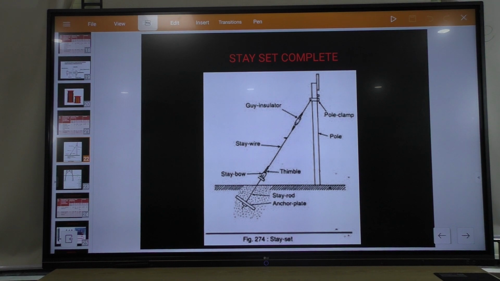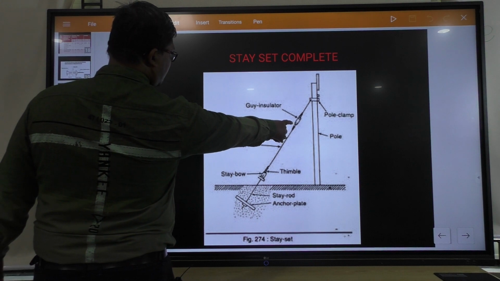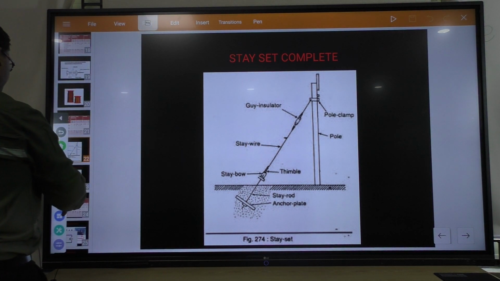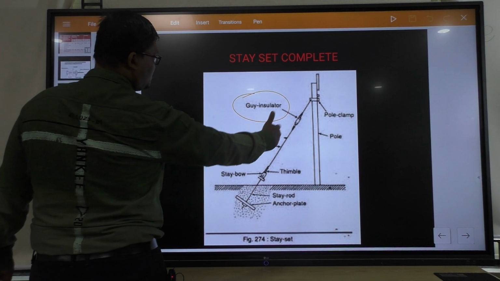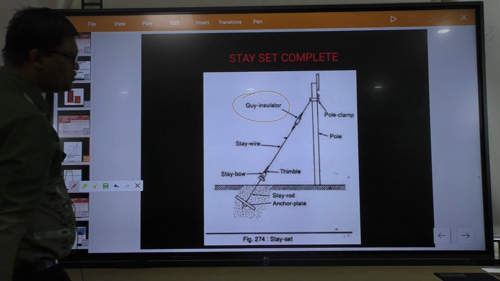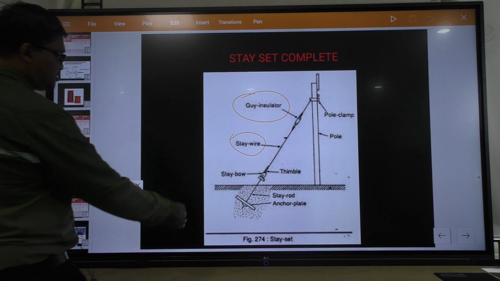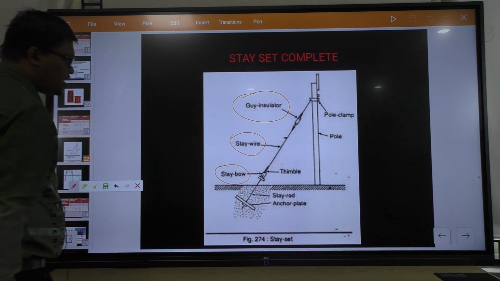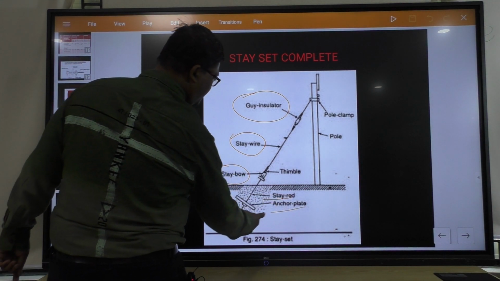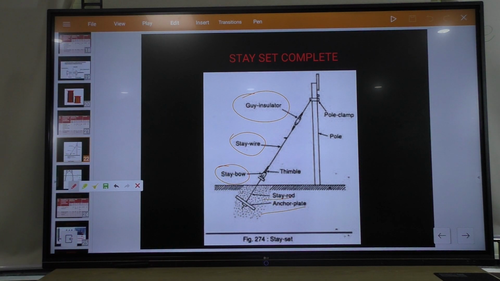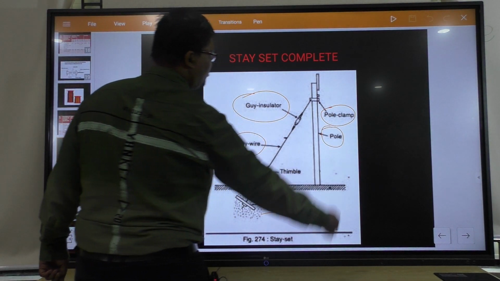This is the stay set arrangement. This is the guy insulator, which separates from top to bottom. This is the stay wire, and this is the stay bow to support the stay wire at the ground level. This is the stay rod and anchor plate inside the ground, and this is the pole clamp, and this is the pole.